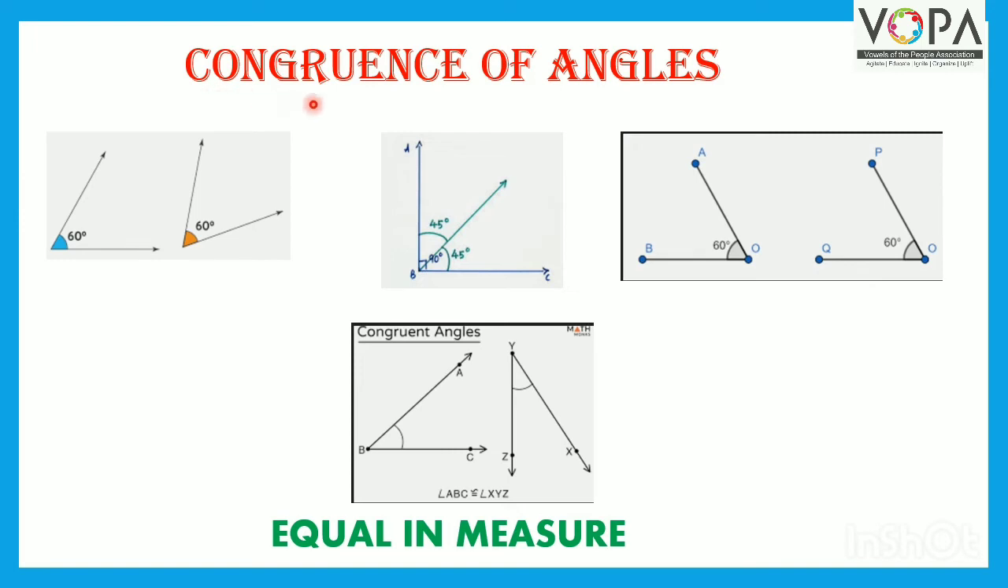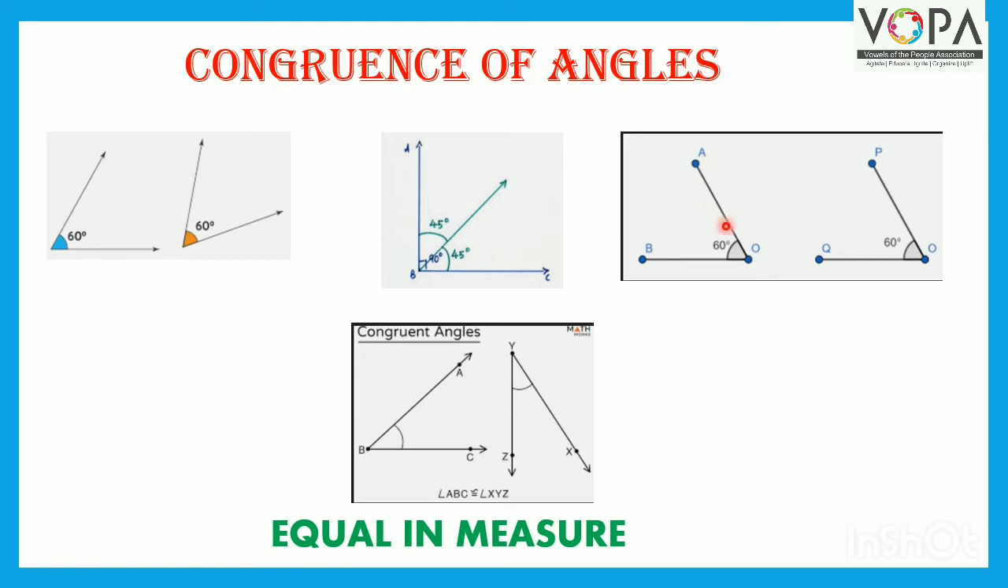Now we'll see congruence of angles. You can see in this figure, two angles have the measure 60 degrees each. Here, angle ABC is of 90 degrees and is bisected by this ray, and two angles are formed which are of 45 degrees each. That means the measures of these two angles are equal. Therefore, they are called congruent angles.